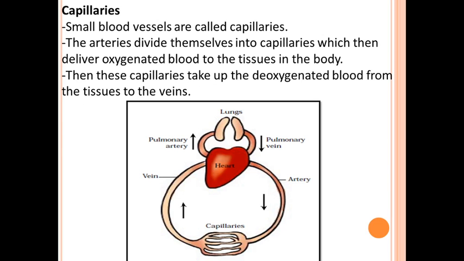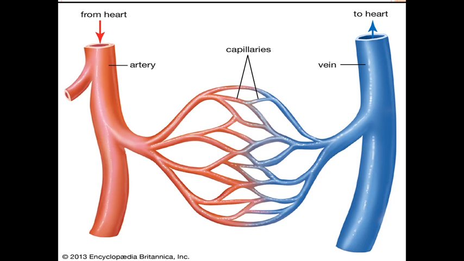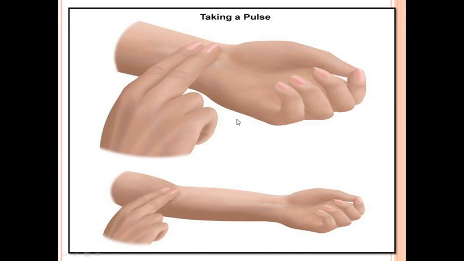Okay, see, the capillaries also I have given. The small blood vessels are called capillaries. Arteries divide themselves into capillaries, which then deliver oxygenated blood to the tissues in the body. So you have seen this diagram. The middle parts are capillaries.